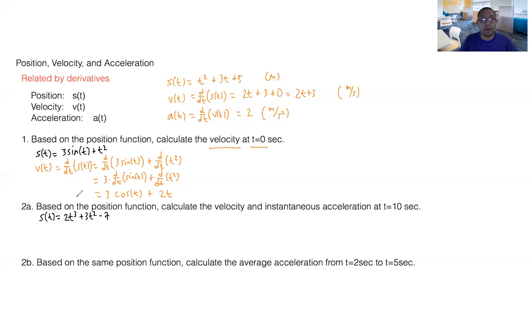And so now that we have our general velocity function, all we have to do is plug in t is equal to 0. So now we have velocity evaluated at 0 is equal to 3 times cosine of 0 plus 2 times 0, okay? And so when you do that, cosine of 0 is going to be 1, so 3 times 1 plus 0, so your velocity at t is equal to 0 is equal to 3 meters per second, okay? And that's what you got here, all right?